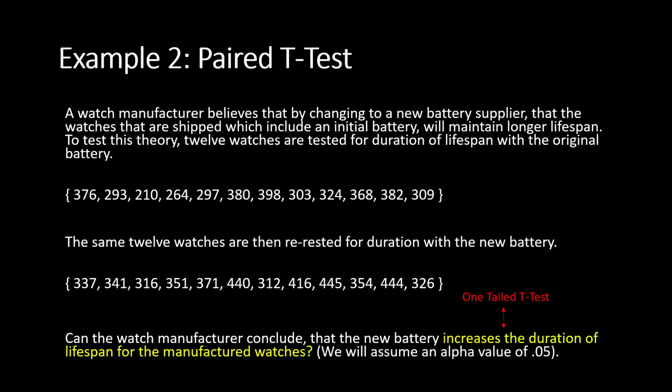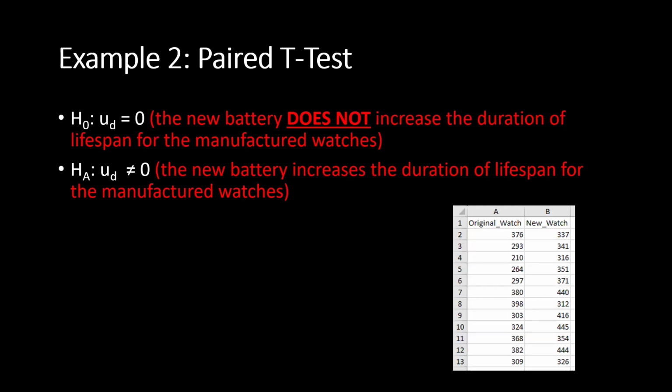So here is our hypothesis. The null is that the new battery does not increase the duration of the lifespan for the manufactured watches, and the alternative is the new battery does increase the duration of lifespan for the manufactured watches. So let's go now to SPSS and apply this methodology.